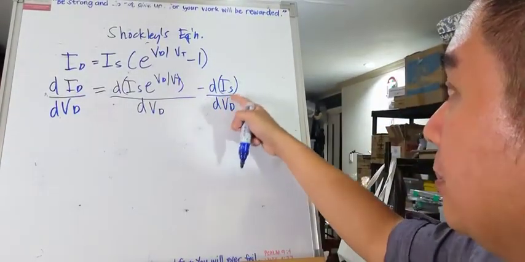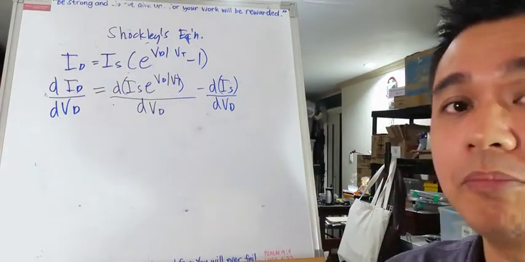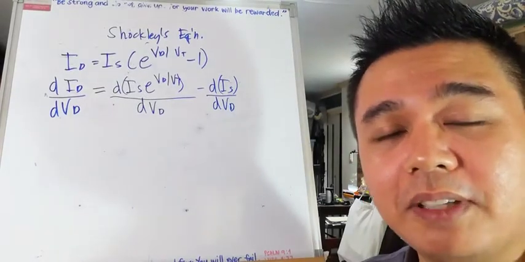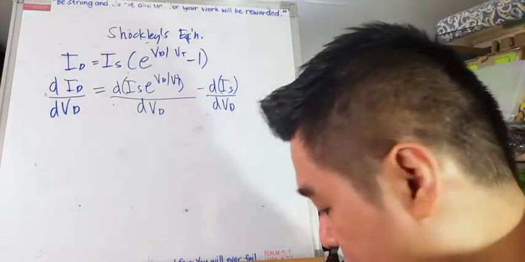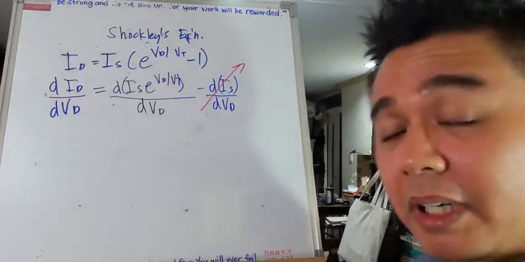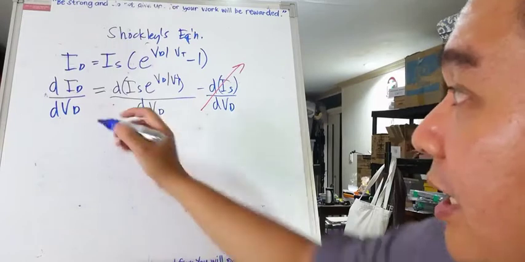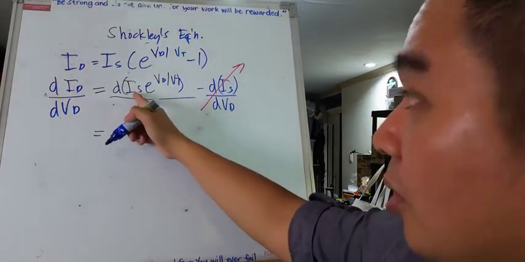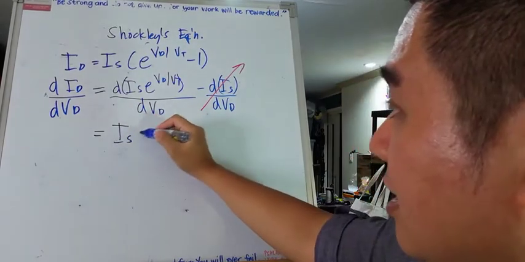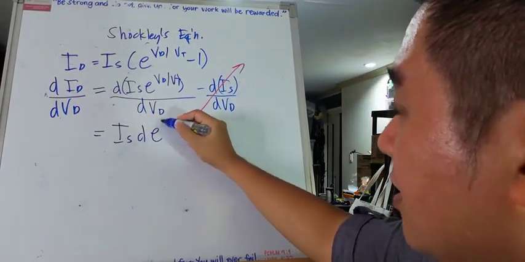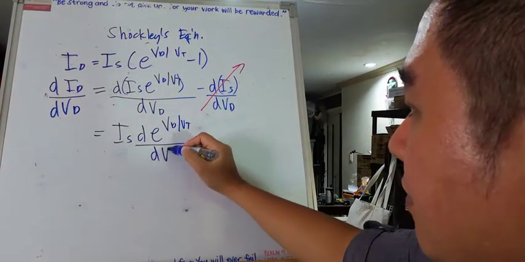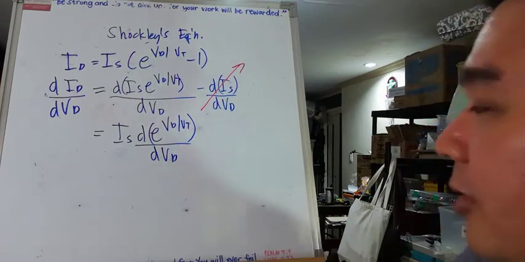Next, I sub S again is constant. Ano kayang derivative ng I sub S? Di ba ang derivative ng constant ay 0? So we can eliminate this one. Alright? So ang matitira sa right-hand side ng ating equation is yung constant, di ba? Matik yan. Ilabas natin sa kaliwa. I sub S times the derivative of e raised to VD over VT with respect to derivative of VD.